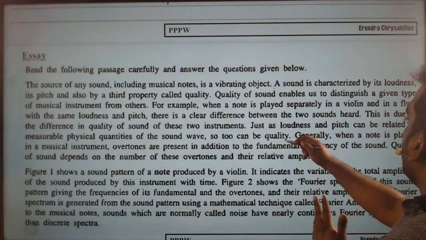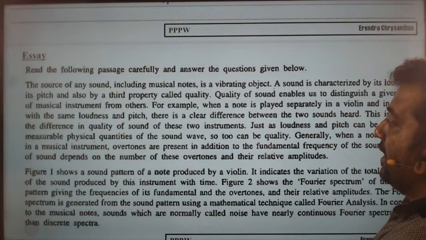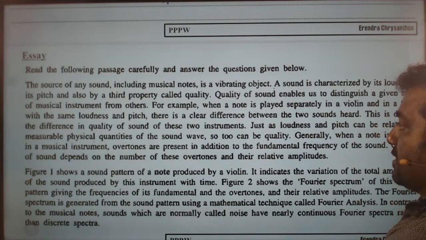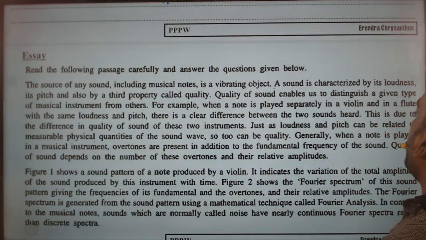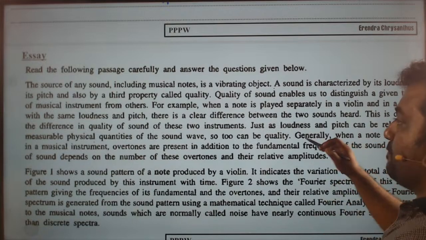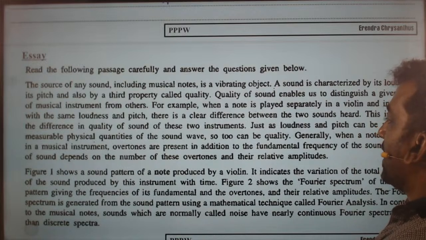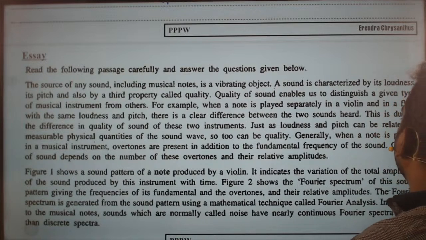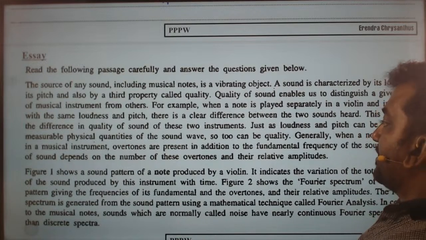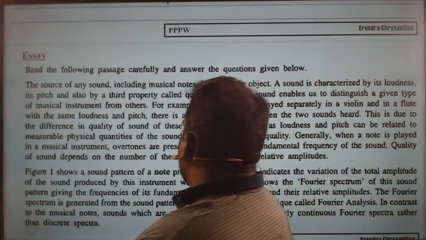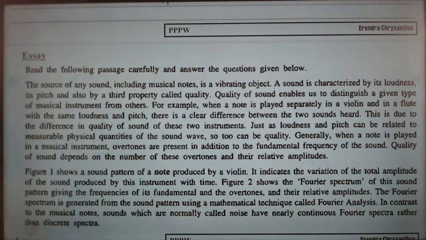Just as loudness and pitch can be related to measurable quantities of the sound wave, so too can quality. Generally, when a note is played on a musical instrument, overtones are present in addition to the fundamental frequency of sound. Quality of sound depends on the number of overtones and their relative amplitudes. Overtones and their relative amplitudes.